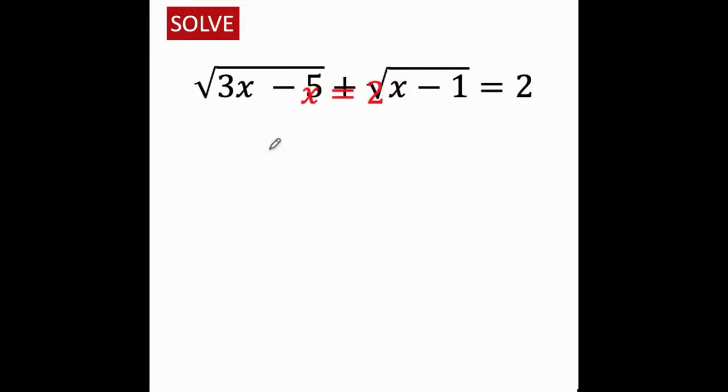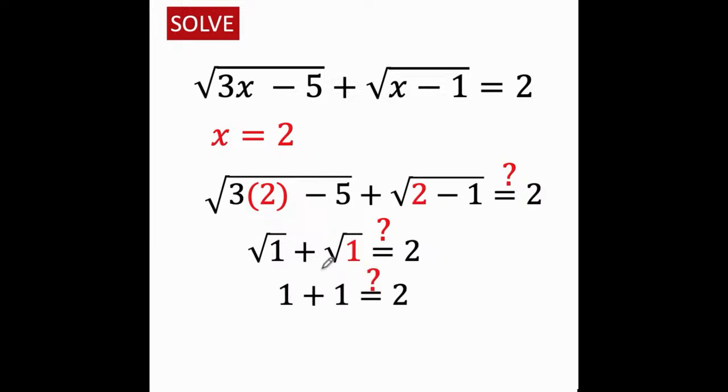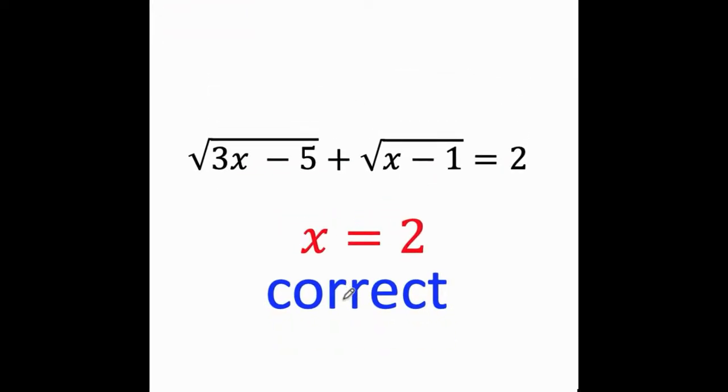So let's check x equals 2. Again, substitute 2 for x. This x becomes 2, this x becomes 2. 3 times 2 is 6, minus 5 is 1, so you have the square root of 1. And 2 minus 1 is also 1, so you have the square root of 1 here also. And the square root of 1 is 1, the square root of 1 is 1. And 1 plus 1 is equal to 2, and this is correct. So our correct answer is x equals 2, and this problem is now solved.